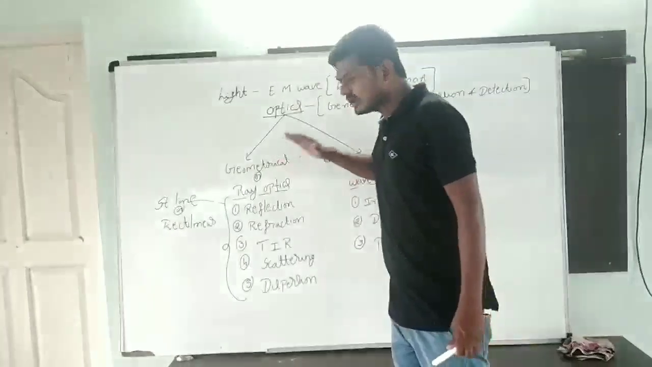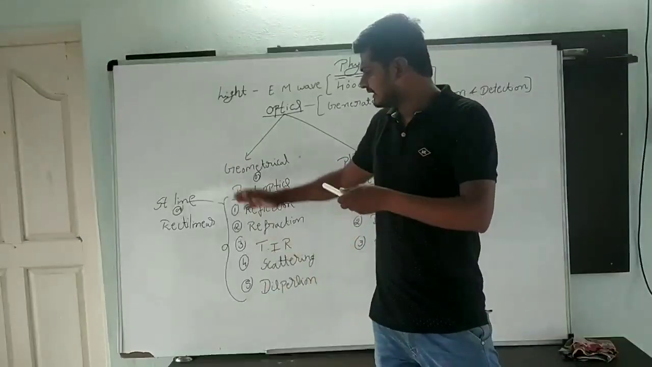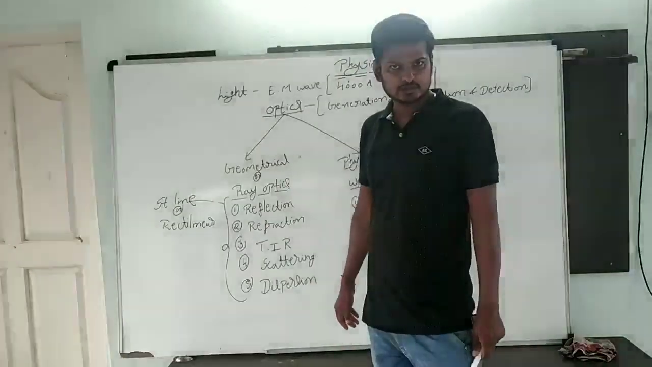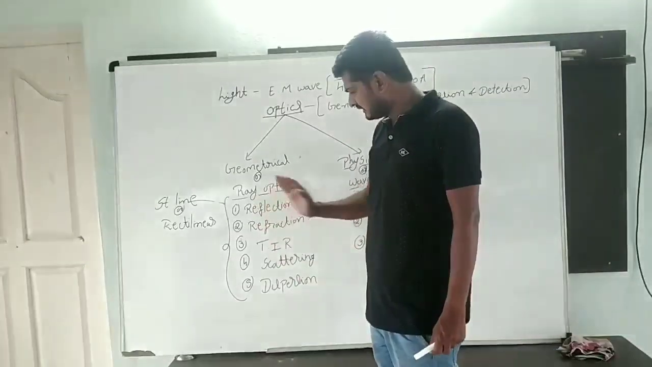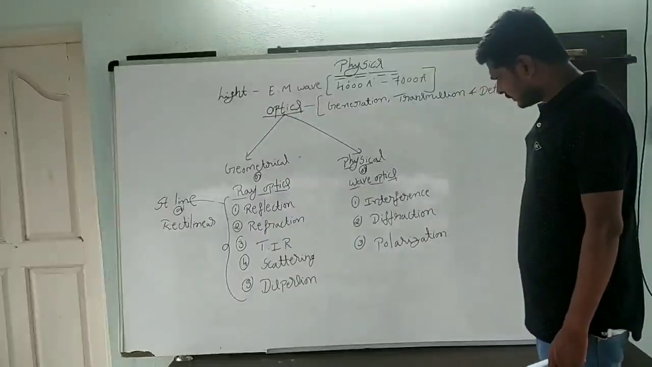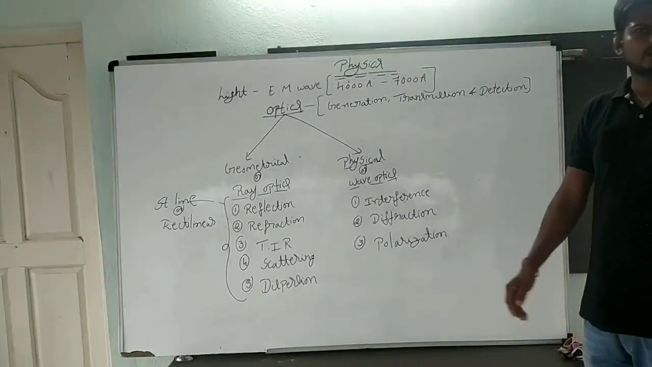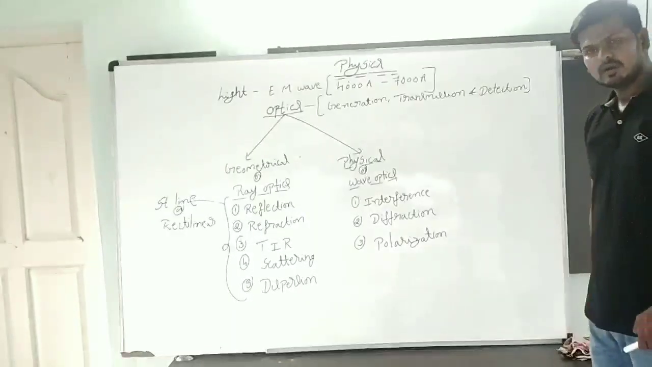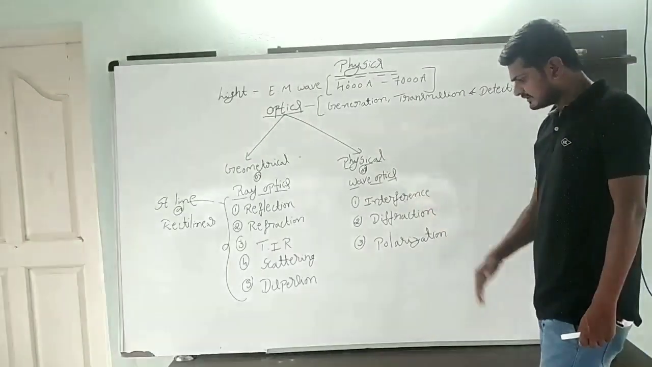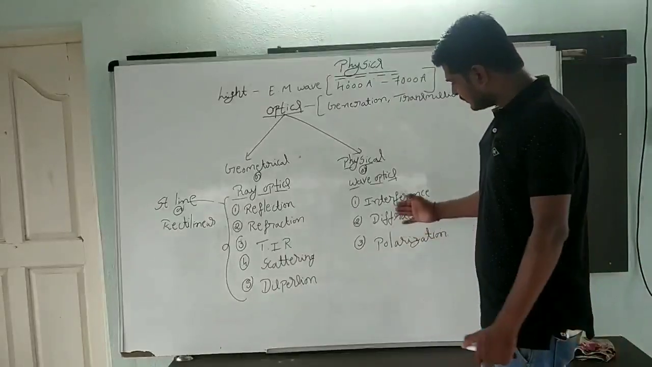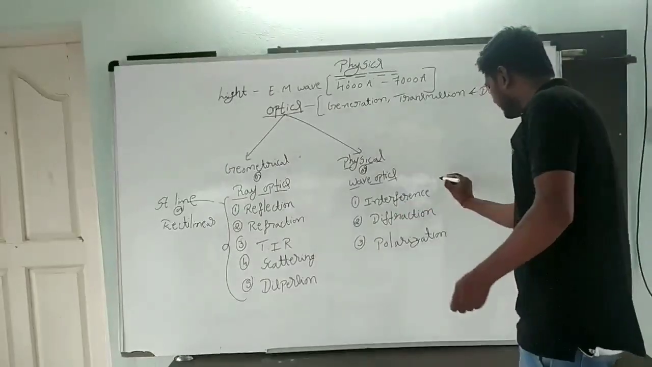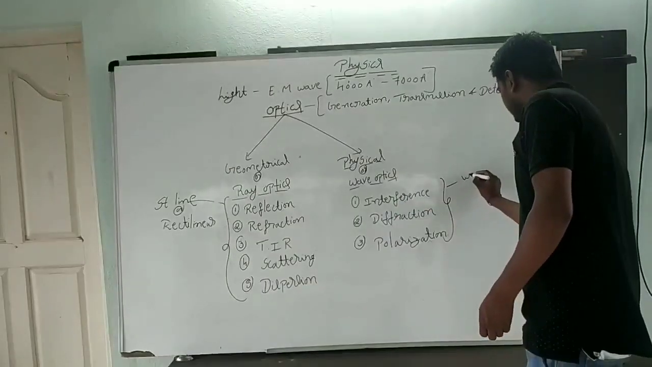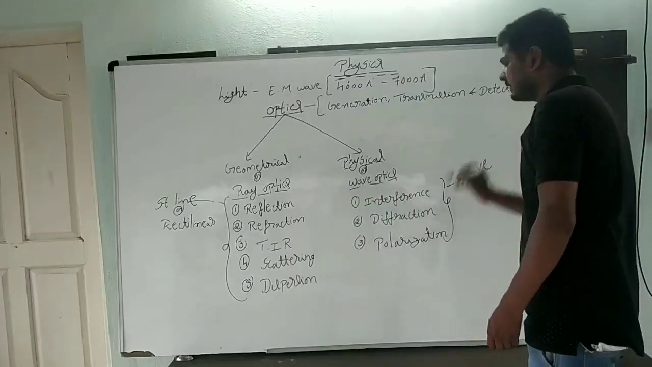We are going to discuss the particle nature of light. Now here, what are the properties? Interference, diffraction, polarization. Just interference, diffraction and polarization. In interference, diffraction and polarization, we are going to study the wave nature of light.